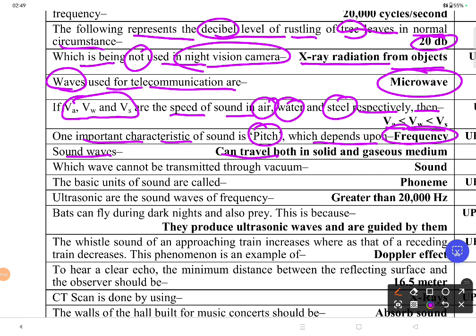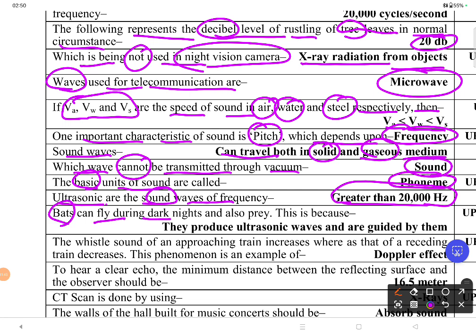Sound waves can travel both in solid and gaseous medium. Which wave cannot be transmitted through vacuum? Sound. The basic unit of sound is called phoneme. Ultrasonic are the sound waves of frequency greater than 20,000 Hz.